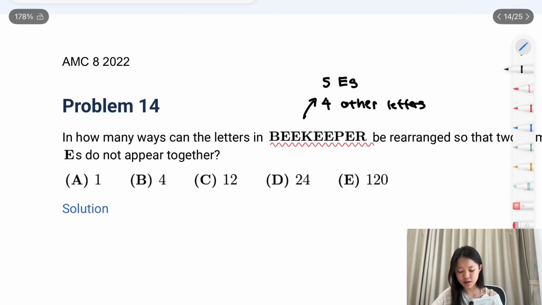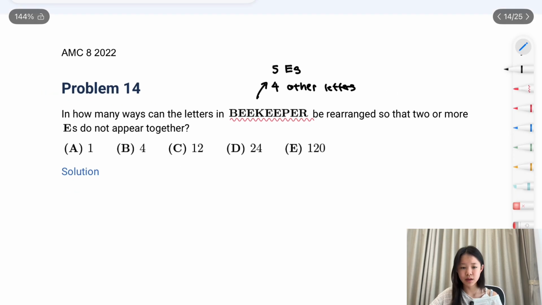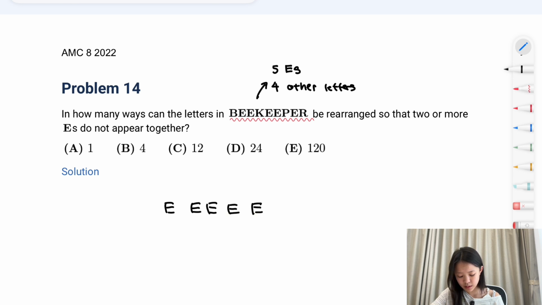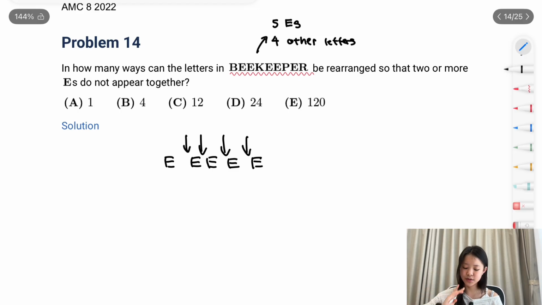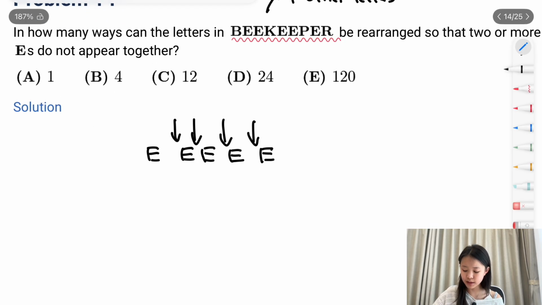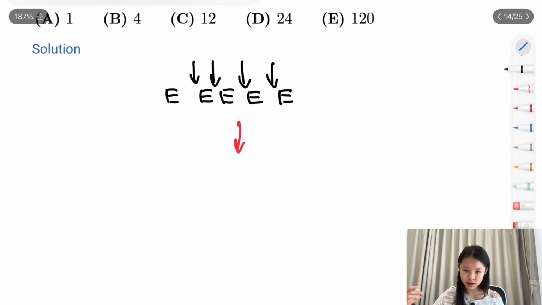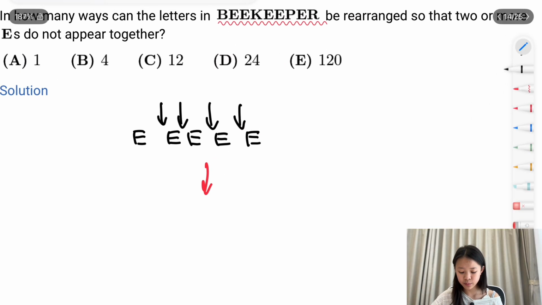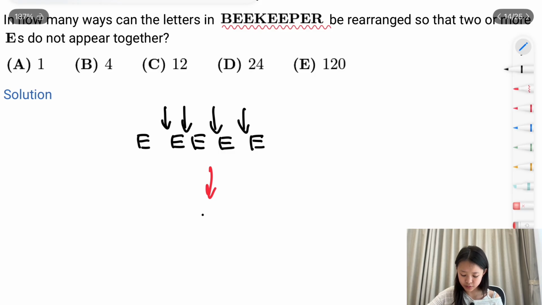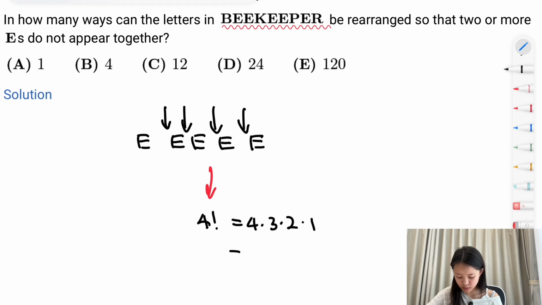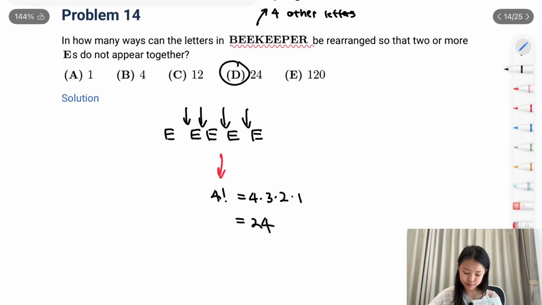And so if you want no 2 or more e's to appear together, you have to have e, and there are 4 gaps between, right? So you just place each of the 4 other letters within them. It makes it look very hard, but it's really not that difficult. So then you just have to rearrange these 4 other letters. And to rearrange 4 objects that are all distinct, B, K, P, and R, you just use factorial. So 4 factorial equals 4 times 3 times 2 times 1 equals 24. So the answer is just D.